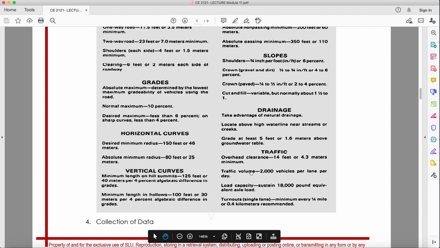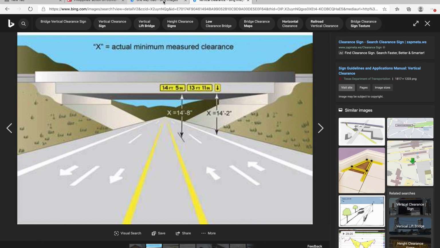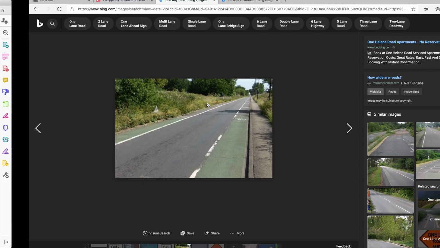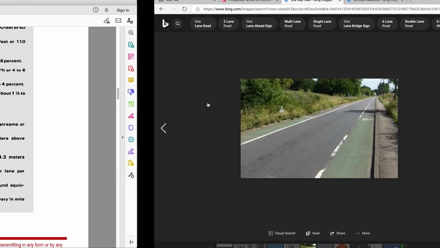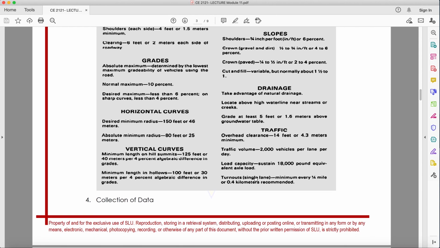Okay. So traffic volume, 2,000 vehicles per lane per day. When we say traffic volume, it is the amount of cars or vehicles that are passing through a certain lane per day. Okay, but it is being computed per hour, vehicles per hour per lane. Okay. Next, load capacity, it should sustain 18,000 pound equivalent actual load.